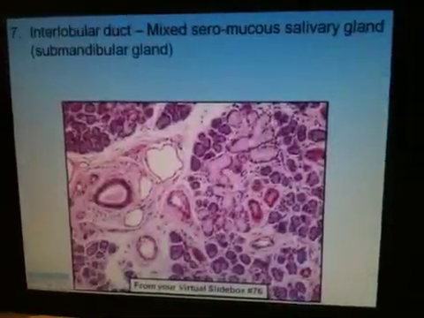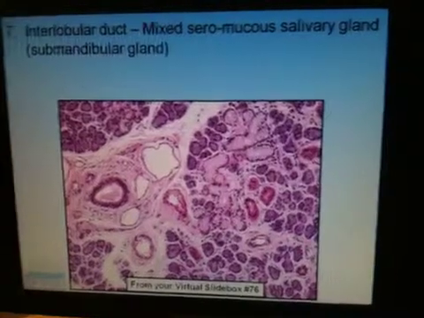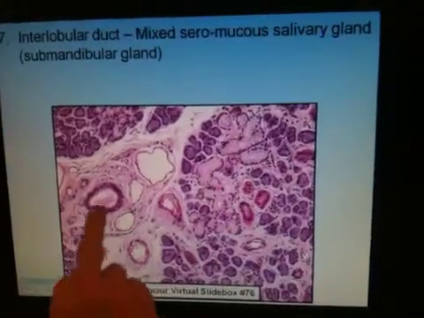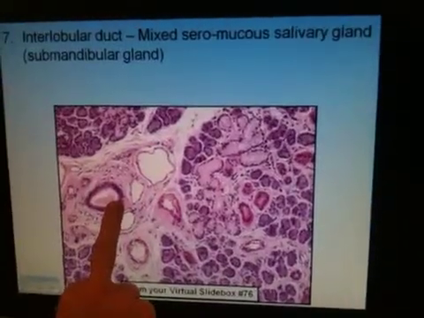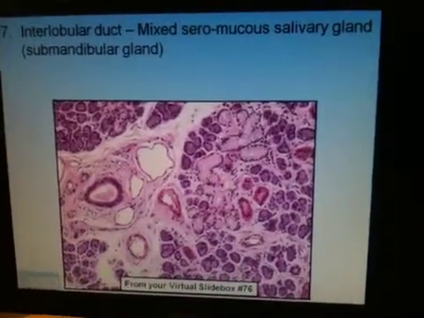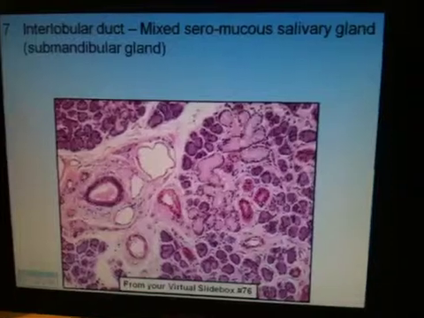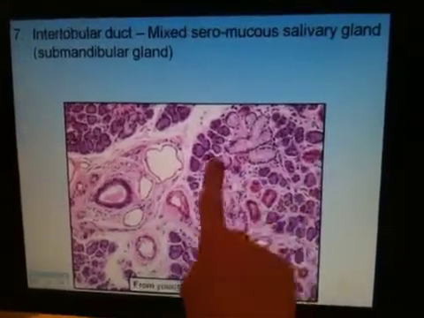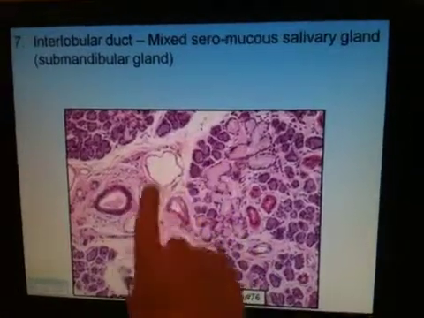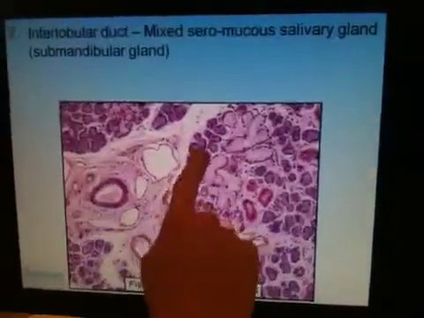Number 7, it's an interlobular duct. You can also call it an excretory duct. It's in a mixed seromucous salivary gland, in this case the submandibular gland. Notice the striated ducts over here on the right, and a mixture of mucous and serous acini.